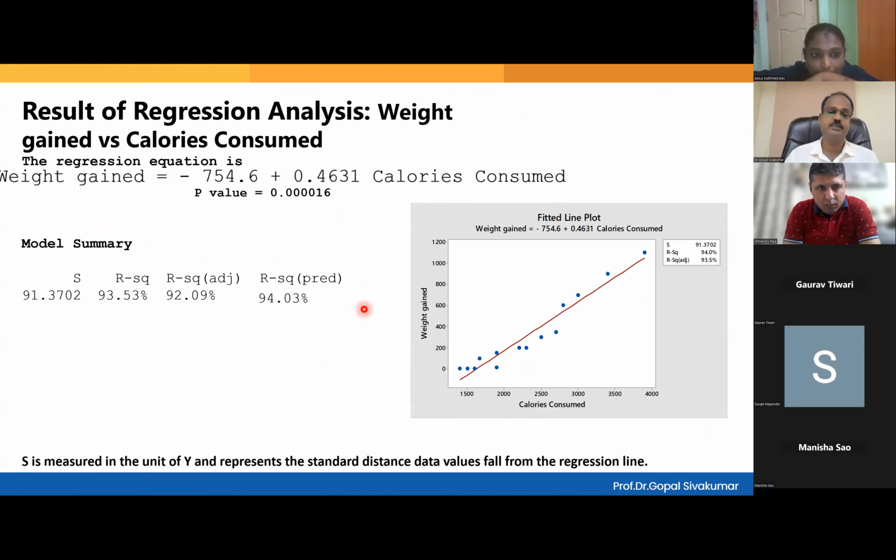R square, there are three types of R square. We will be talking about them a little later. But right now, if R square is close to 100%, that means your investigation is over. You are fit to proceed to the improve phase if R square is close to 100%. Anything above 80% is acceptable.